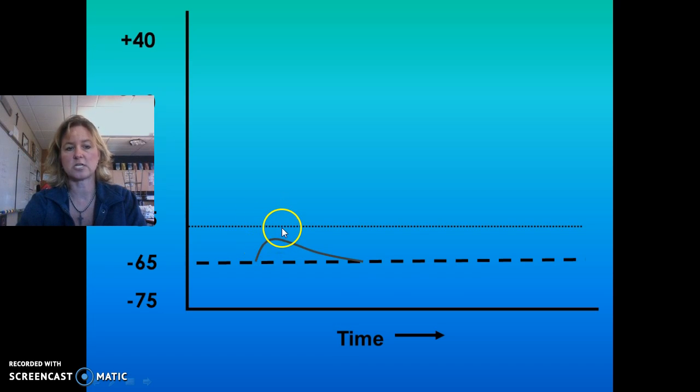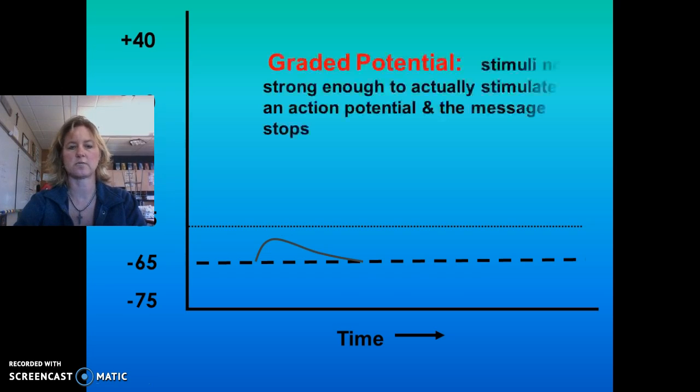If we can get that charge to change up to the threshold, then all of the sodium gates are going to open and we're going to see some huge changes. So let's see what happens here. Because we have not reached the threshold yet, we call this a graded potential. So it's not quite strong enough to get the message to send, and it dies out.